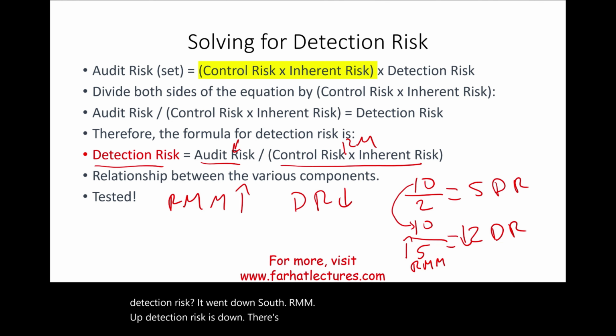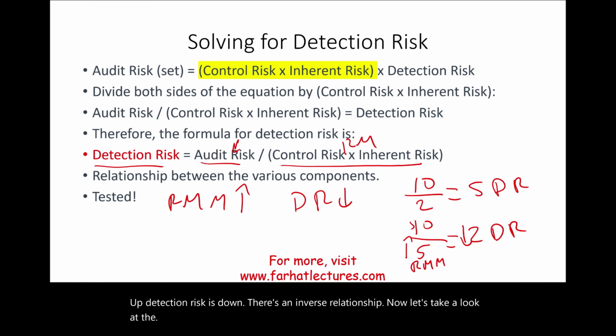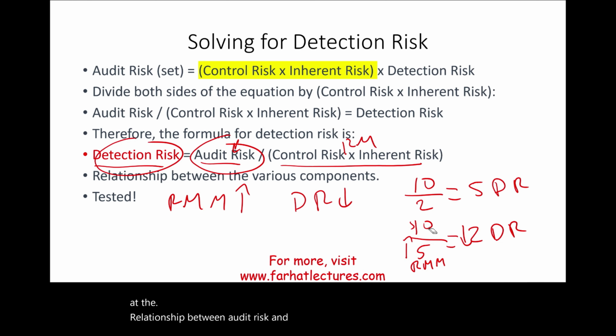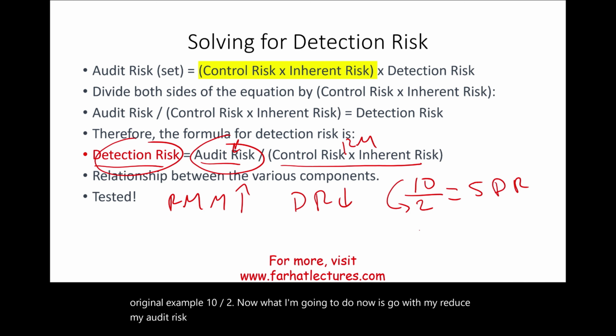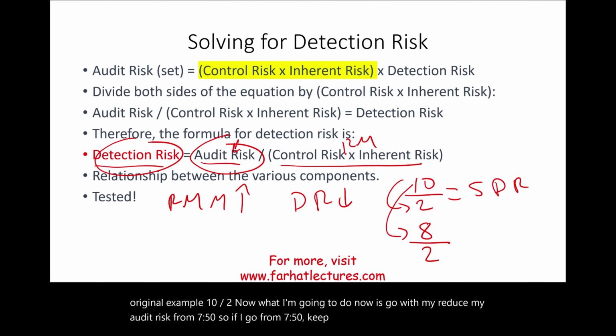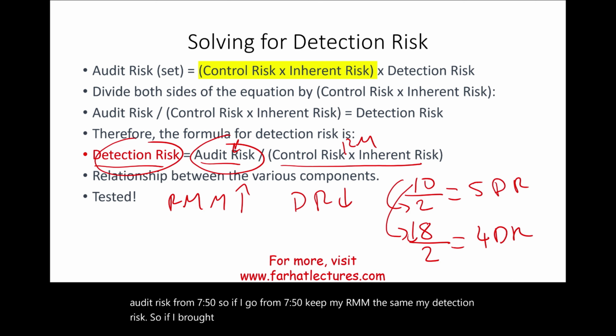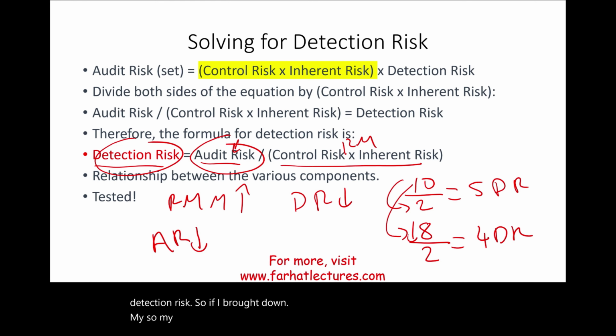There's an inverse relationship. Now, let's take a look at the relationship between audit risk and detection risk. So let's go back to the original example, 10 divided by 2. Now, what I'm going to do is reduce my audit risk from 10 to 8. So if I go from 10 to 8, and keep my RMM the same, my audit risk went down, my detection risk went down as well.